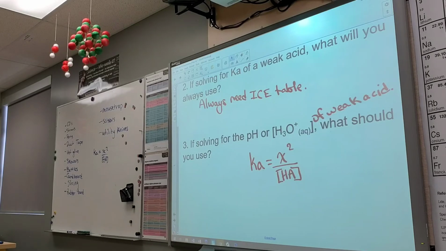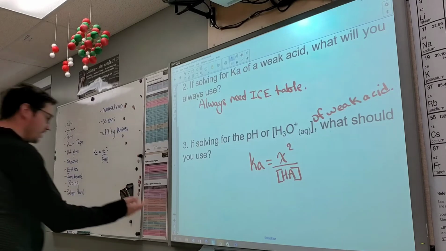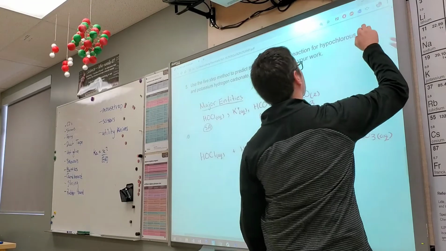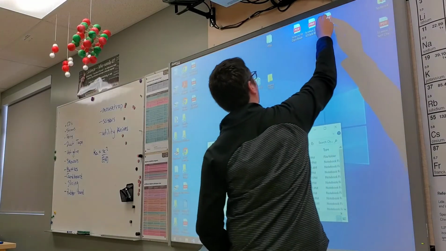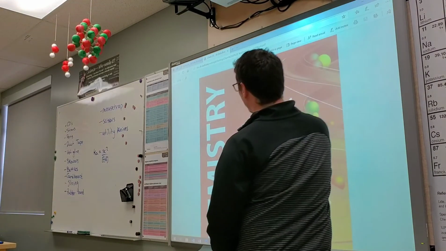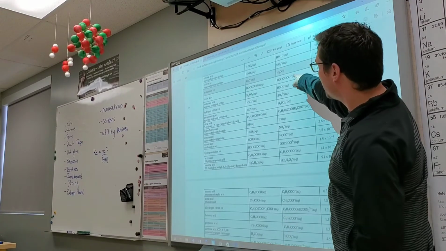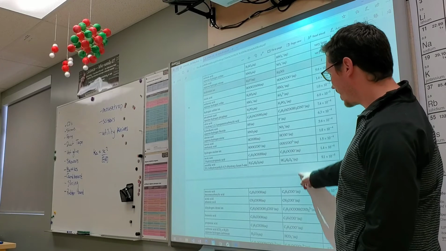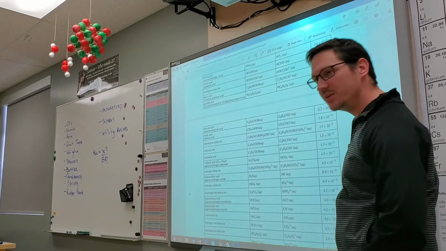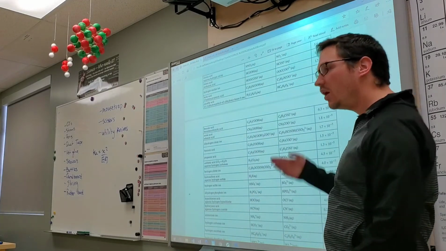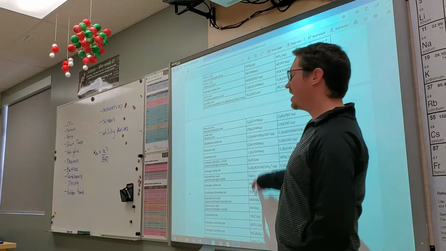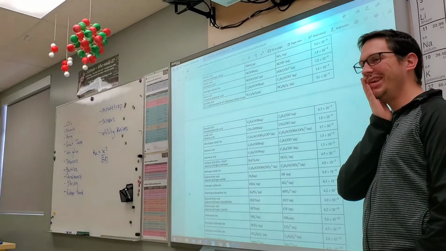Bases. We've got weak bases. Let's look at all the weak bases you could ever possibly try and talk about. All of these weak bases, right? So we know how to solve for the pH of a weak acid. We don't really know how to solve for the pH of a weak base.